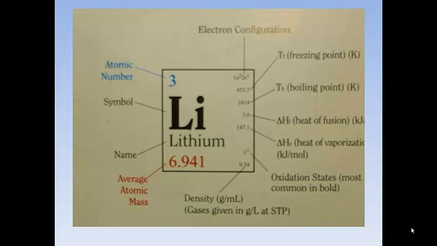You then have the boiling point, something called the heat of fusion, the heat of vaporization, which we won't get to unless we get to thermodynamics, so don't worry about that. The oxidation states, don't worry about that. And last is the density in grams per milliliter, unless it's a gas, and then it's given in grams per liter. So the periodic table will turn out to be the absolute best cheat sheet that you have, but it's not really a cheat sheet because you're allowed to use it. So it's the best source of information in a chemistry room.